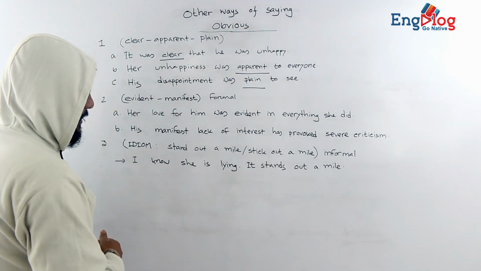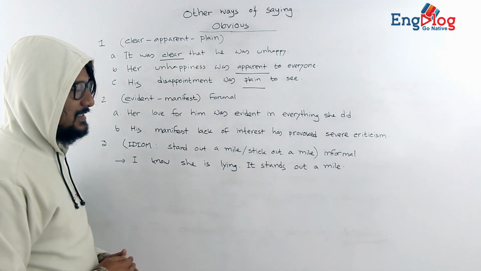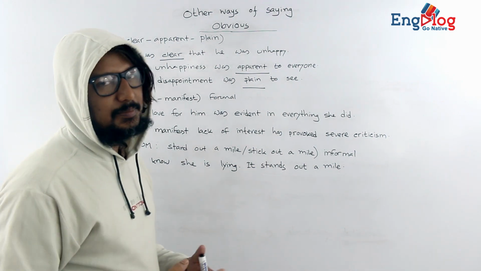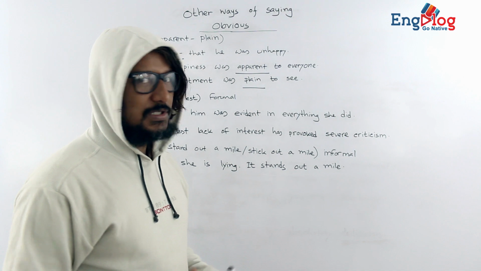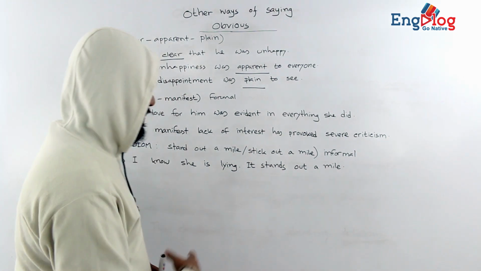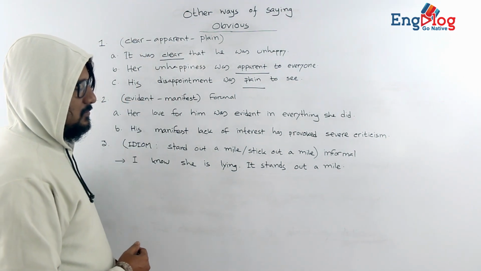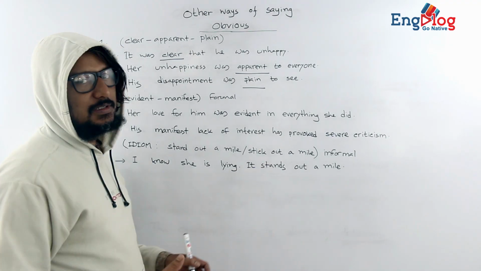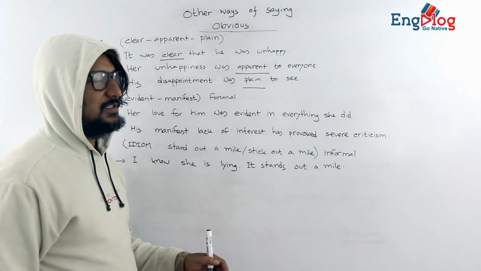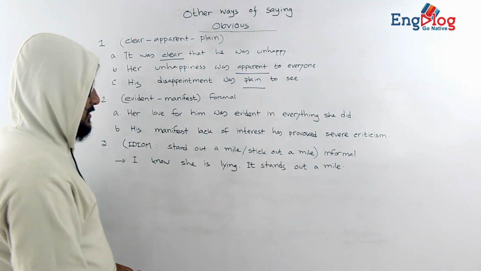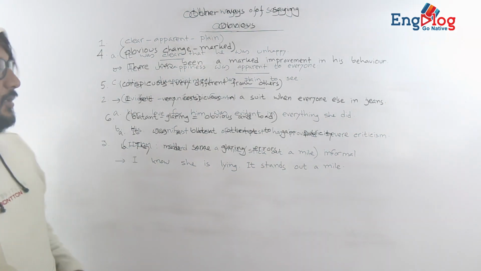So the example, I know she is lying. It stands out a mile. So somebody is lying and you know that. You are very certain about that fact. So it stands out a mile means someone is definitely lying. So it's very obvious. You can just tell it, no problem.